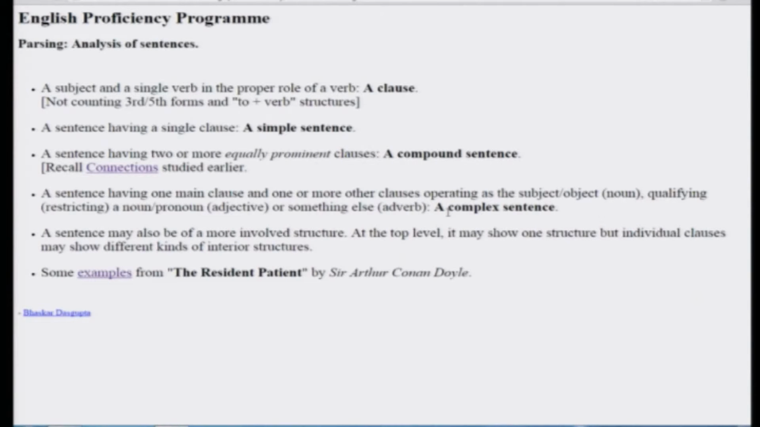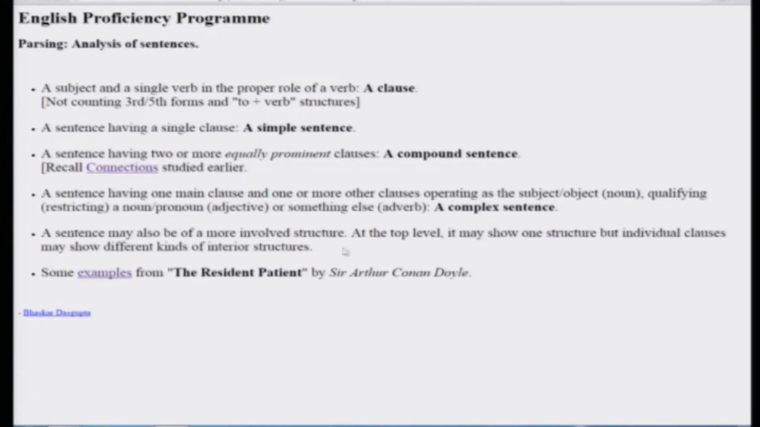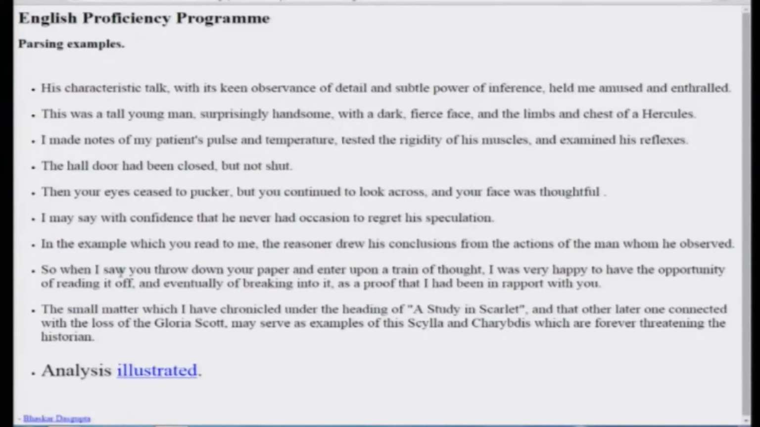And there may be some sentences which are of a more involved structure, that is, at the top level it may show one structure, but when you go inside a clause, that clause may show some more complicated structures inside. So, such things are also possible. Okay? So, let us take some examples from a famous story, The Resident Patient. These are the sentences which we will analyze.